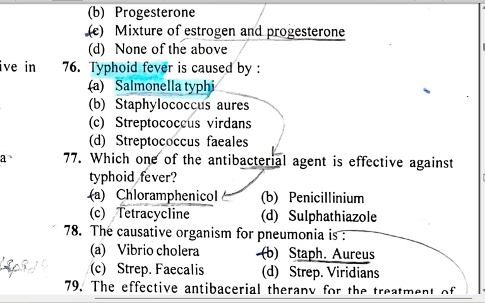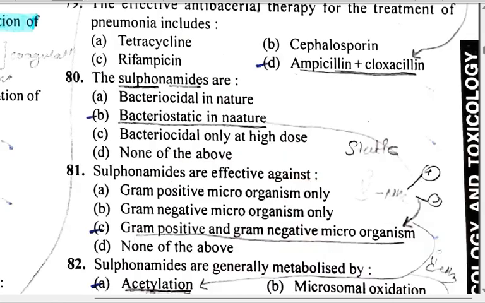Typhoid fever is caused by Salmonella typhi. Which one of the antibacterial agent is effective against typhoid fever? That is chloramphenicol. The causative organism for pneumonia is Staphylococcus aureus. The effective antibacterial therapy for the treatment of pneumonia includes ampicillin and flucloxacillin.